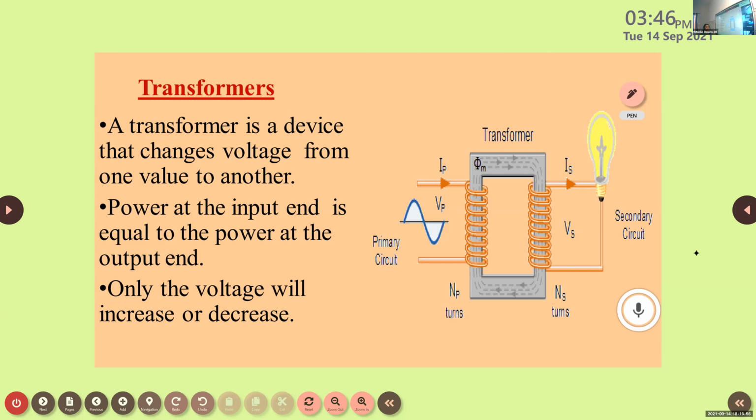And a transformer possesses two ends, an input end and an output end. Input end means the end at which the energy is given, and the end from which the energy is taken out is known as the output end. The power at the input end is equal to the power generated at the output end.